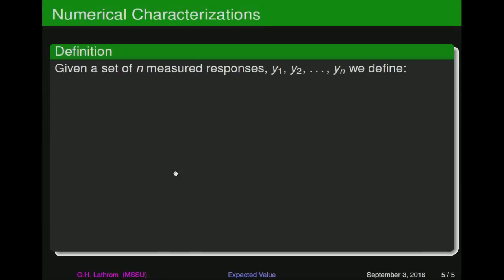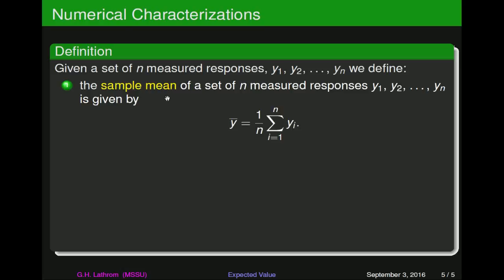Alright, so let's review some of our numerical characterizations of our data. If we're given a set of n measured responses, y1, y2, all the way up to y sub n, then the sample mean of the set of n measured responses is really just what we think of as being the average. We add all of our values together and divide by the number of values that we have, and so we get our average. That average is what we call the sample mean.